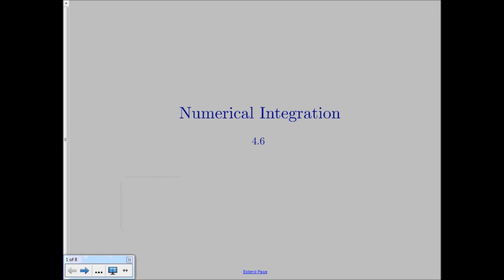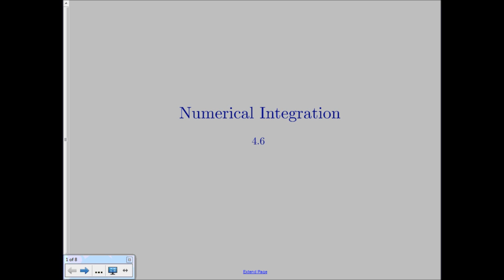Hello. So today what we're going to be talking about is something called numerical integration. Sometimes we're still given functions, even though we just learned about the u-substitution method for integration, that we don't know how to integrate. So if we want to find the area under the curve, we need to use an approximation method.